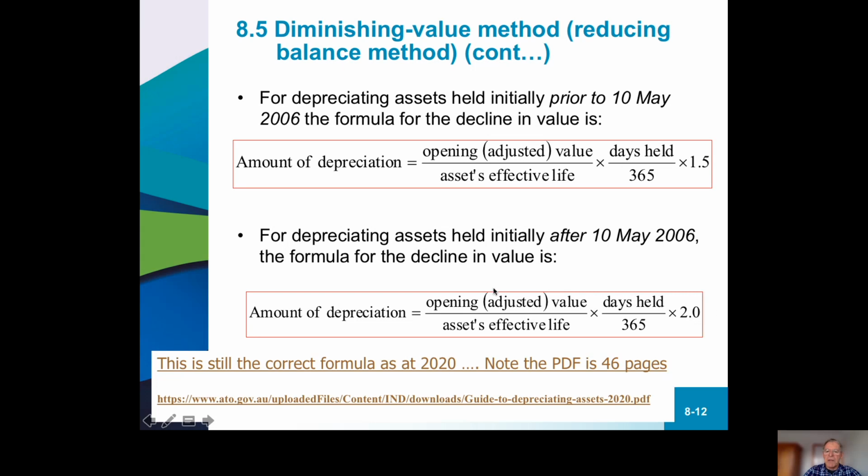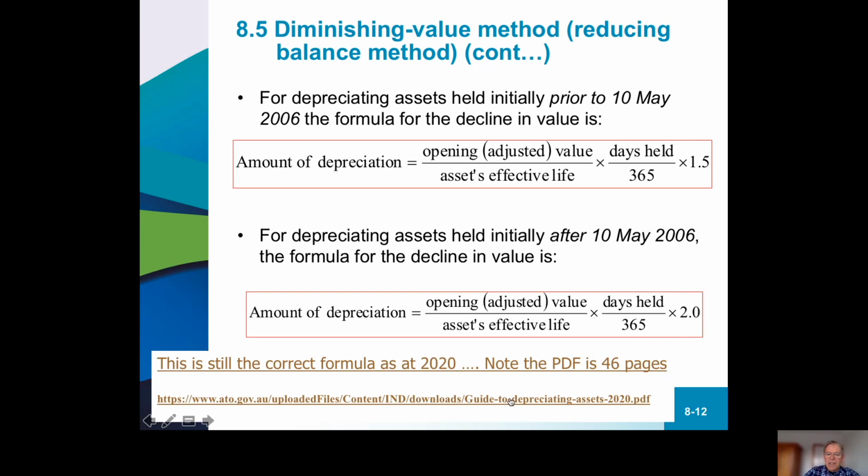Same formula, everything is the same. Opening value divided by the asset's effective life times the days held over 365, and you could multiply by 2. Both those formulas are still valid, but this is getting old now, and it will eventually disappear off the radar, and this will be the applicable formula. You can chase that up if you wanted to.